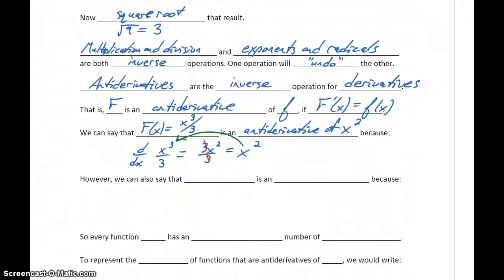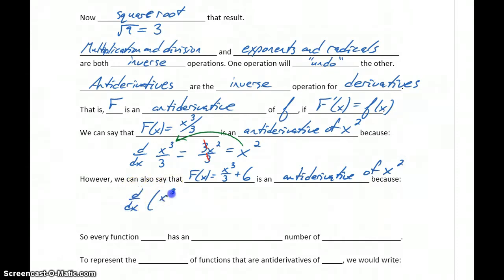So we have one example of an antiderivative of x squared, but we could also say that capital F of x equal to x cubed over 3 plus, say, 6 is also an antiderivative of that same x squared, because if we take the derivative of x cubed over 3 plus 6, we'll get the derivative of x cubed over 3, which is just x squared, plus the derivative of 6, which is 0. So we get x squared as that final result.